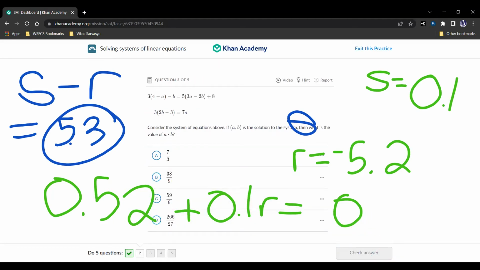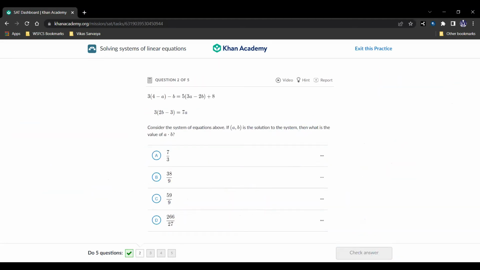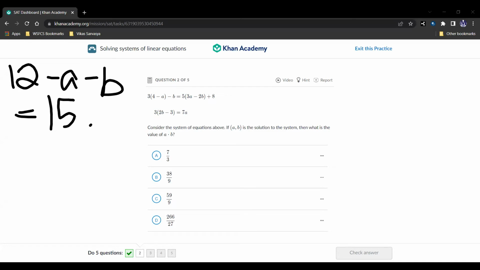All right, let's move on to the next question. And here it is. 3 times (4 minus a), all minus b, equals 5 times (3a minus 2b) plus 8. All right. Seems like a complicated question, but let's expand out and see what we can do. 12 minus a minus b equals 15a minus 10b plus 8.